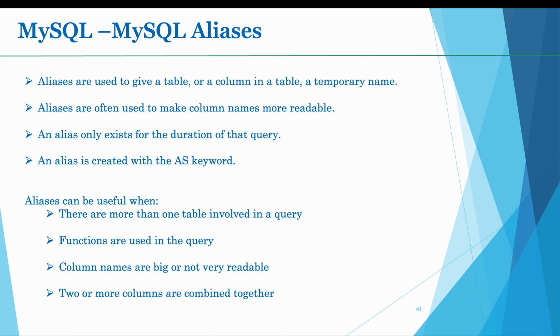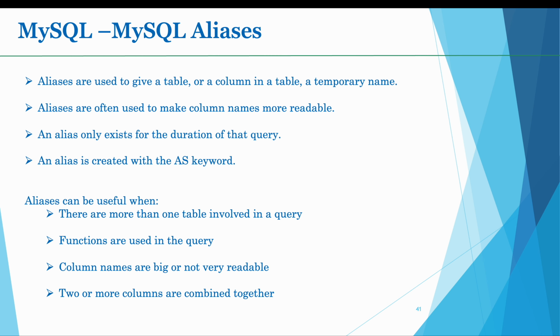I would also like to have a small theoretical discussion about aliases. Aliases are used to give a table, or a column in a table, a temporary name. Aliases are often used to make column names more readable. In this case, we have seen employee underscore ID, emp underscore name. Those things we can replace with actual names, which are more readable. Aliases only exist for the duration of that query, so they cannot be persisted.